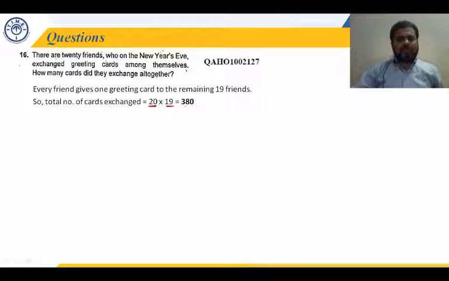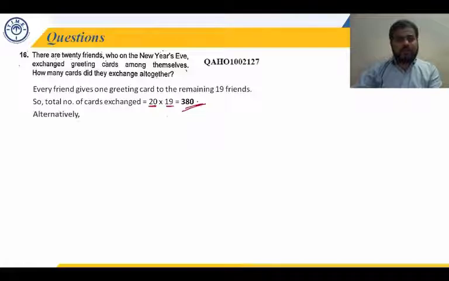And here there is no problem of double counting, because as in the previous example, when A shook hands with B, at that time itself B also shook hands with A. So there is only 1 handshake which is to be counted. But in this case, A gives a greeting card to B and B gives a greeting card to A. That means between these 2 people, 2 greeting cards are being shared. So here there is no problem of double counting. Okay. So the answer is this 380 only.